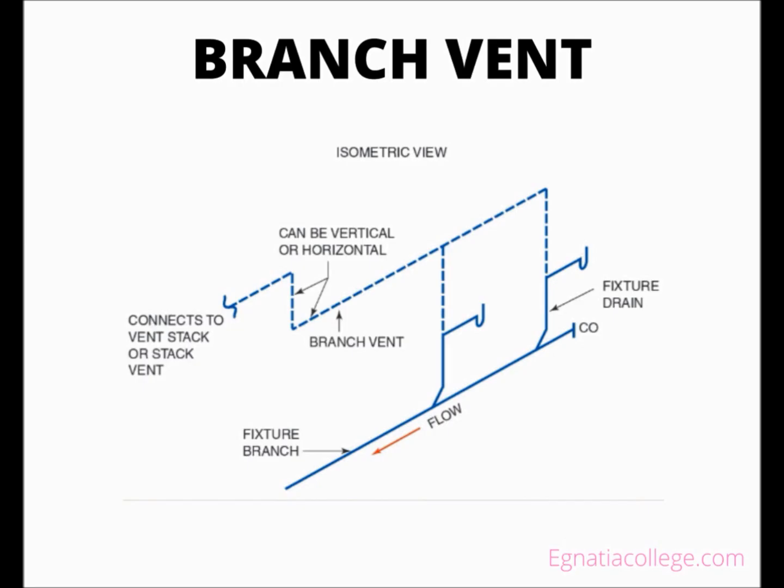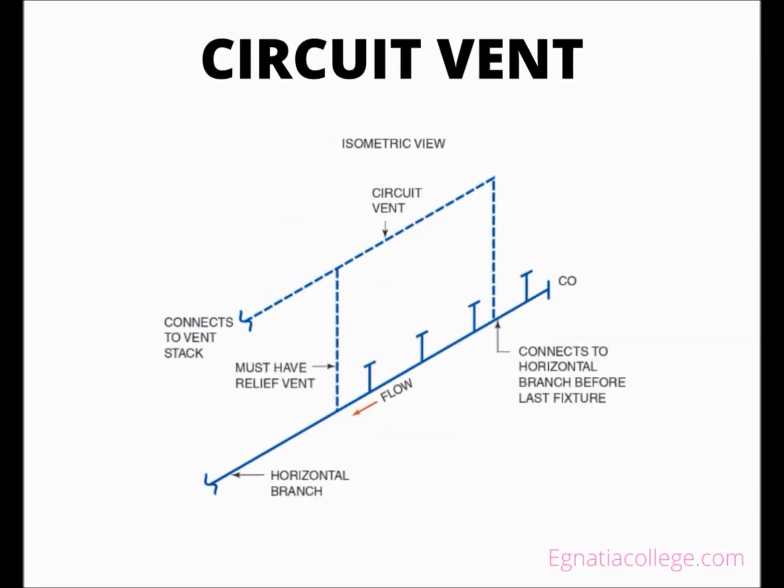Circuit vent. A circuit vent is a branch vent, but it is different from other standard branch vents and has specific code requirements. It serves a drainage piping arrangement known as a battery of fixtures. A relief vent must accompany a circuit vent to complete the battery vented system. Single-family residential constructions usually do not have battery configurations due to the small number of fixtures located within one room. Commercial plumbing installations frequently use batteries of fixtures in large bathroom areas.